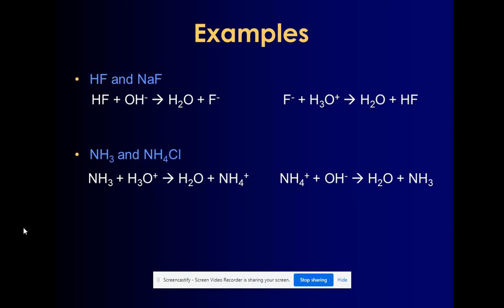So, in both of these examples, the acid component of your buffer reacts with any strong base that's added to the mixture. The basic component reacts with any strong acid that's added to the mixture. And then they both end up making their counter conjugate, which can then be used to determine what the pH is after the strong acid or strong base has been added.